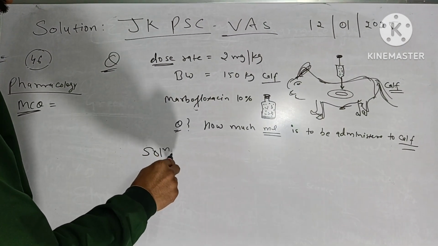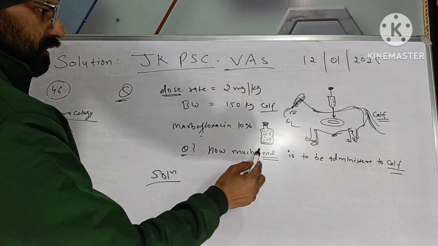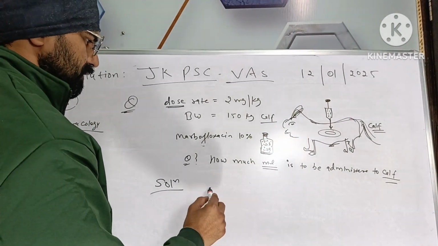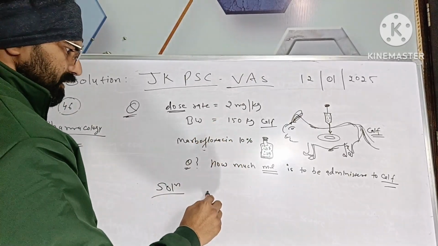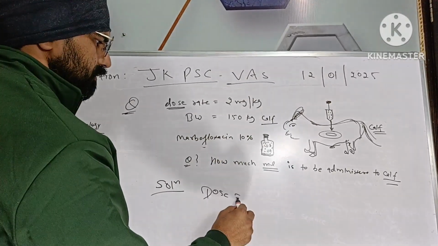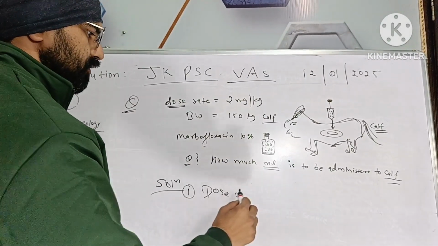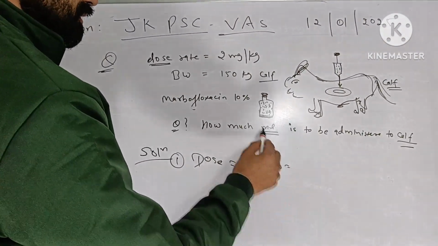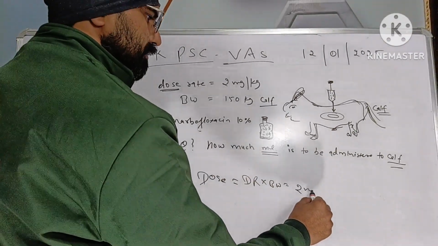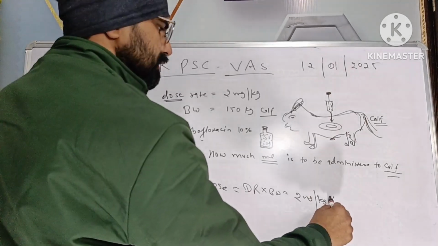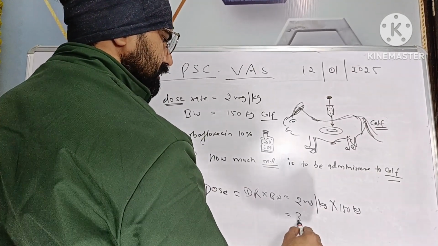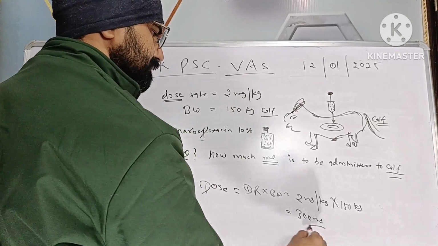So we'll start the solution for this, meaning how many ml you will draw from the bottle to inject into the calf. As we know, the first step is to calculate the dose, that is dose rate into body weight. Dose rate is 2 mg per kg into body weight of 150 kg. So that is 300 mg.